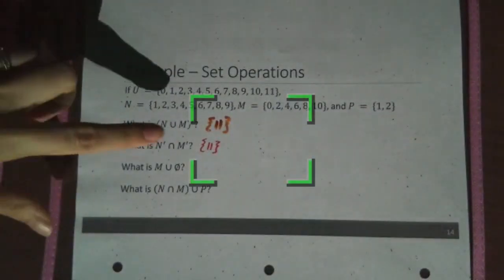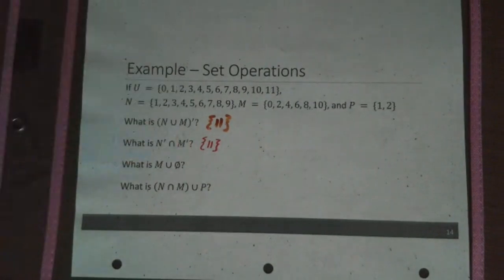You might think that it's interesting that we got the same answer for both of these. It's actually a property that is called De Morgan's Law. We won't be looking at De Morgan's Law in this class, but if you continue on in mathematics, that'll be a really useful thing in the future.